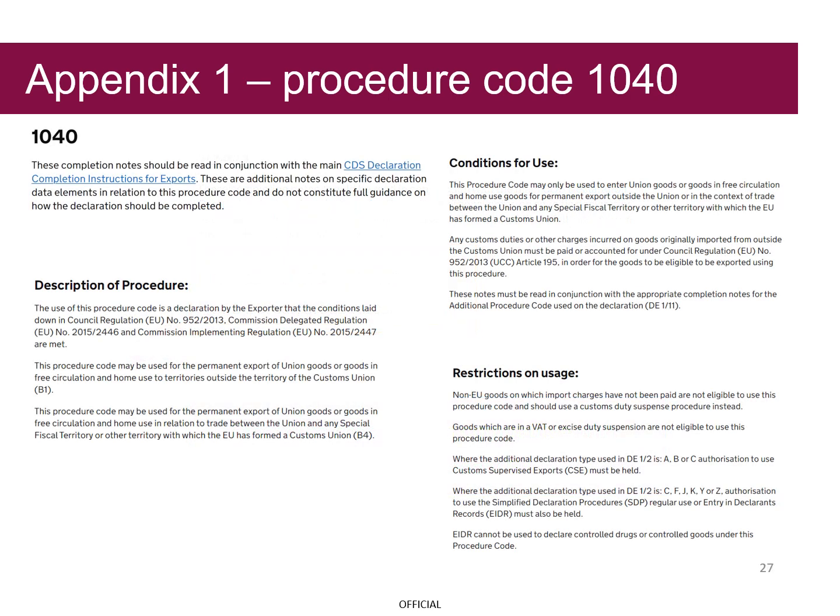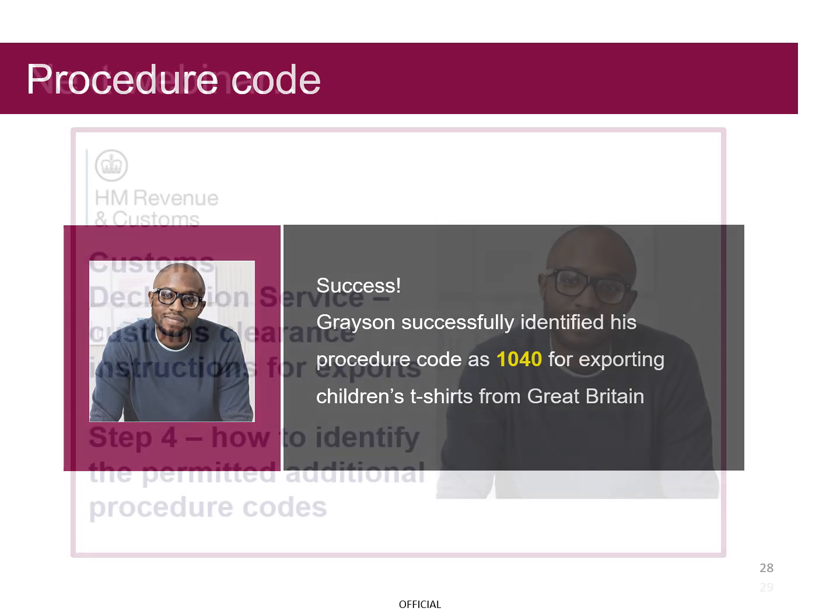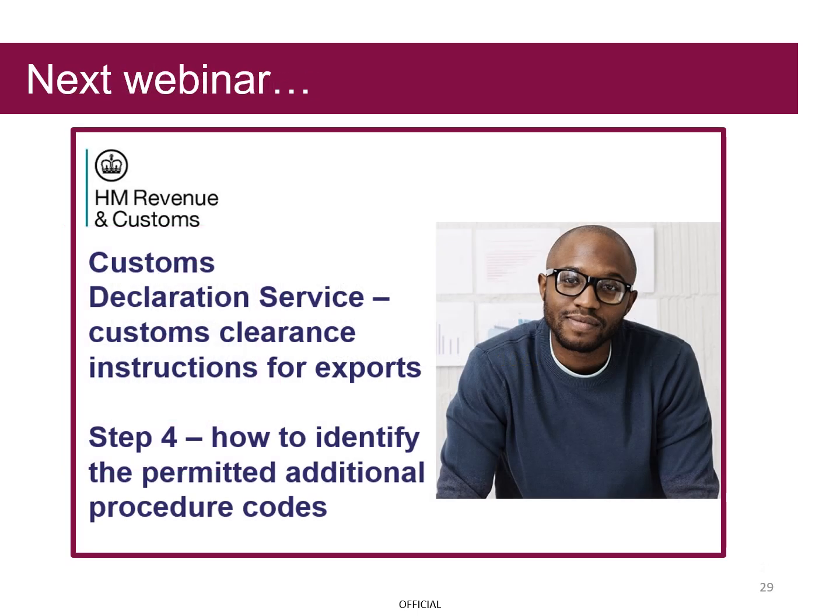It's important to note that Grayson should read the rest of the 1040 procedure code guidance. This includes the description of the procedure, the conditions for use, and restrictions on usage. Now Grayson has identified the procedure code for his children's t-shirts. He now needs to identify the correct additional procedure code. Watch the next webinar to find out how Grayson identifies the correct additional procedure codes.